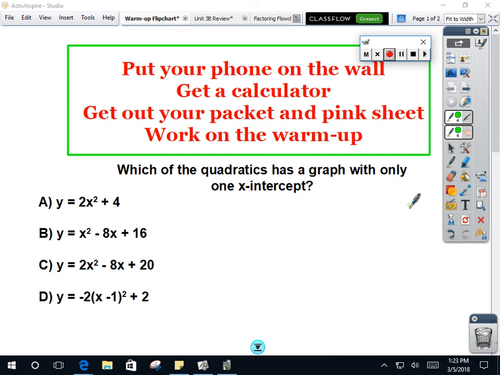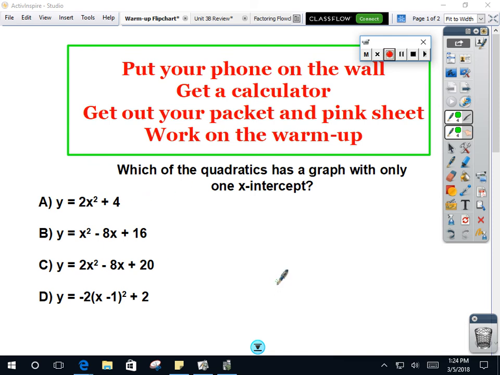Which of the quadratics has a graph with only one x-intercept? What does that mean? Tell me in another way what that question is asking. One time. Now, what kind of graph does a quadratic function make?